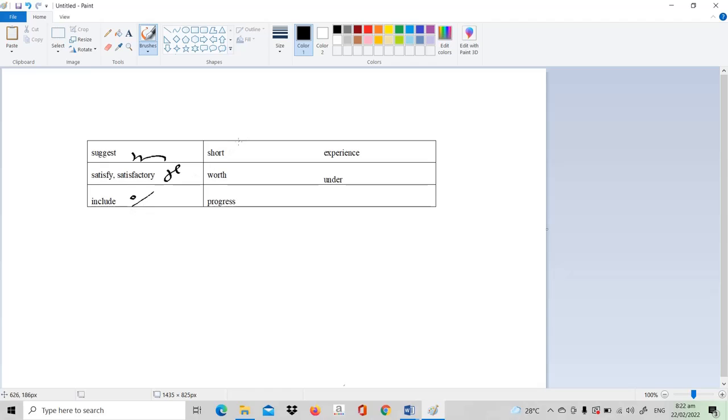Next, we have short. Short is the stroke of S-H, and T. Short. Next, we have worth. W-O-T-H. Worth. Ulitin natin. W-U-T-H. Next, we have progress. So, we have P-R-G. Huwag niyo po akong tanungin kung bakit kasi hindi ko po alam. P-R-G. Basta yun po yung nasa libro.